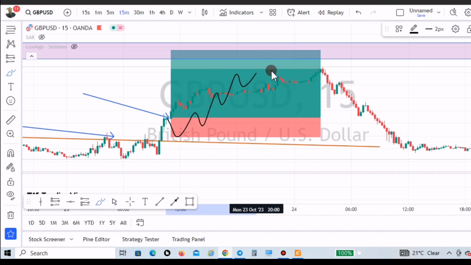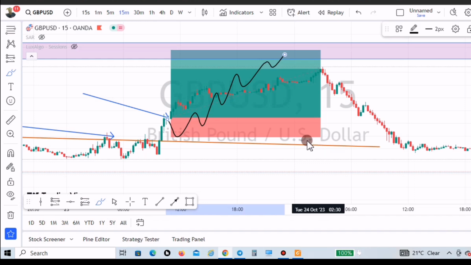But what sped up this process is that it was during the session in which this currency pair moves. So price didn't make these pullbacks much. Instead, it went straight into profit.